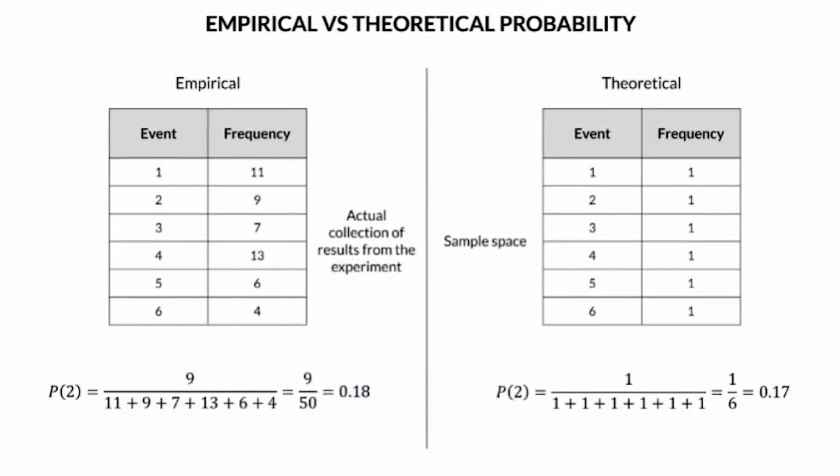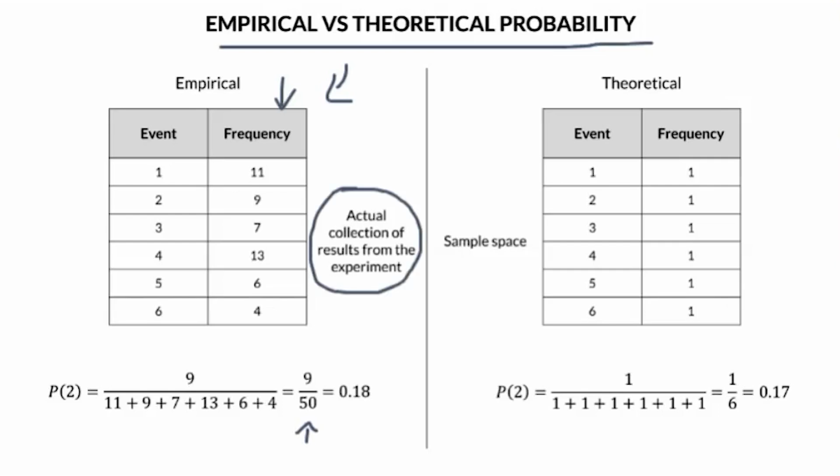So empirical versus theoretical probability. This is our discussion. Now, if you see on the left hand side, I have a table. And again, this is just the rolling of the die. I don't know how many times I rolled it here. You can check the denominator here. It says 50. So I rolled the die 50 times. As you can see, this is the actual collection of the results from the experiment. In the theoretical case, the table is just the sample space. And sample space is a set.